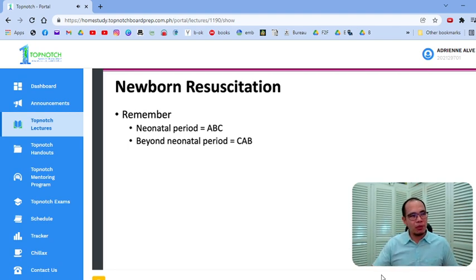Number 1, remember your priority. During the neonatal period, which is 0 to 2 months, in some references 3 months, remember that your sequence is ABC, airway, breathing, circulation. Very different beyond the neonatal period. Pediatric population, adolescents, and even adults, ang tinuturo na natin ng AHA ngayon, American Heart Association, your priority is circulation, CAB. So please remember, in the neonate, it still remains to be ABC. Your airway is your top priority.